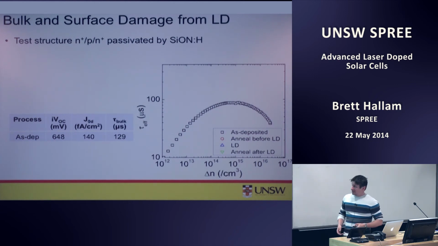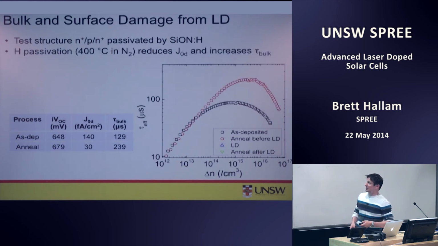So before the annealing process, we have an implied VOC of 648 millivolts, a J0 of the whole structure, which is the diffusion of both surfaces and the corresponding surface passivation, of 140 femtoamps per square centimetre, and the bulk lifetime is about 130 microseconds. If we do an annealing process, we can see that we can increase the implied VOC and bulk lifetime, and we get a substantial reduction in the J0 from an improved surface passivation of the layer. So now we're looking at about 15 femtoamps per square centimetre per side for this solar cell.